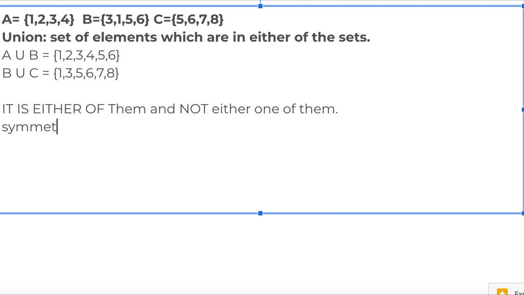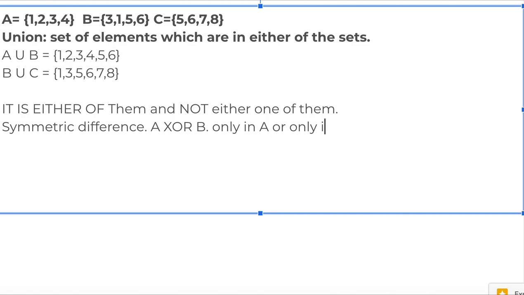Okay, that is a symmetric difference. And that's written as A XOR B. And that would be all the elements that are only in A or only in B. So if I had to say what is the symmetric difference of A XOR B, look at A and B. What are the common elements? 1 is there in both of them, 3 is there in both of them. So it will just be 2, 4, and 5 and 6.